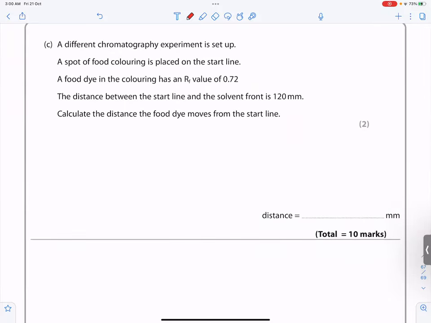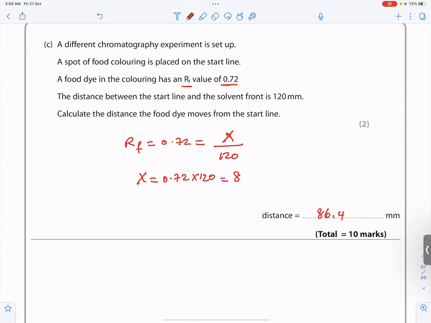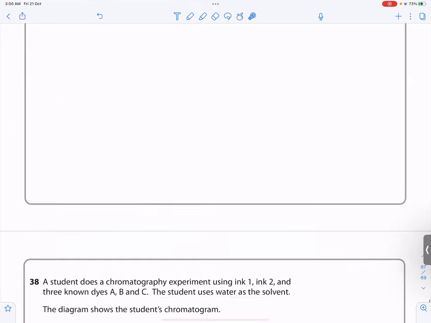Different chromatography apparatus is set up. A spot of food coloring is placed on a starting line. A food dye in the coloring has a retardation factor 0.72. Well, RF equals 0.72. The distance between the starting line and the solvent front is 120 millimeters. يبقى calculate the distance the food dye moves from the starting line. يبقى هنعتبرها X. يبقى X is equal to 0.72 times 120. يبقى هنا الانسر هيطلع 86.4 مليمترز. يبقى هو اداني الريتارديشن فاكتور ومديني distance traveled by solvent وعاوز distance traveled by food dye. هنضرب distance traveled by solvent times ال RF تطلع لنا 86.4 مليمترز.